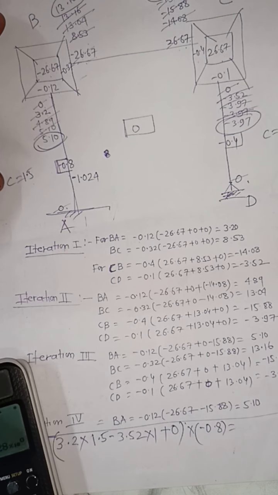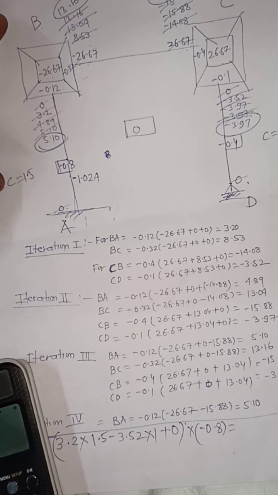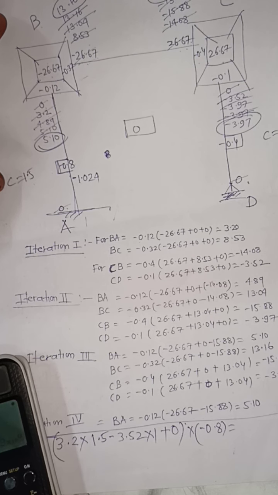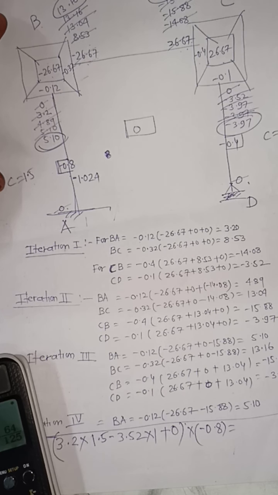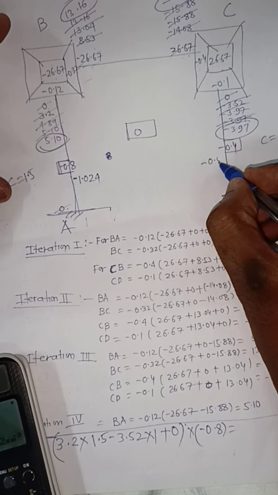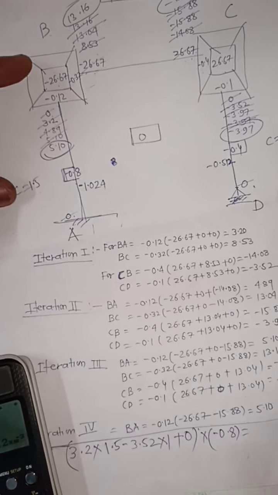ठीक है, अब इसको फिर मल्टीप्लाइड करेंगे ये वाली वैल्यू से. Multiplied by minus 0.4, it will be equal to minus 0.512 will be the answer. Okay, this is the first value.